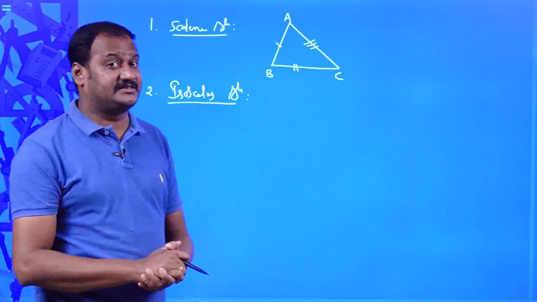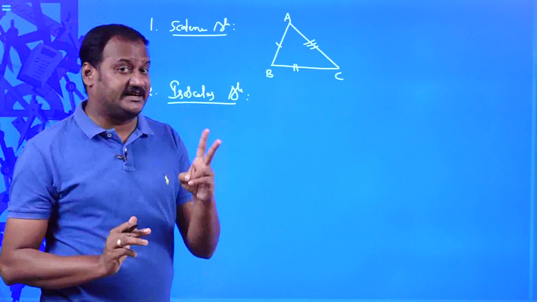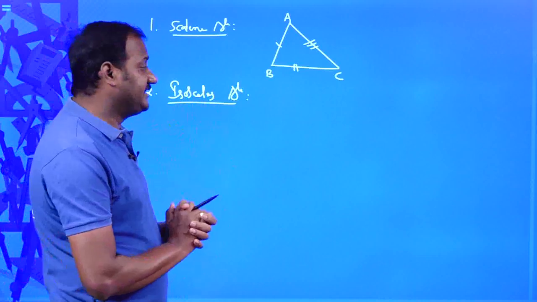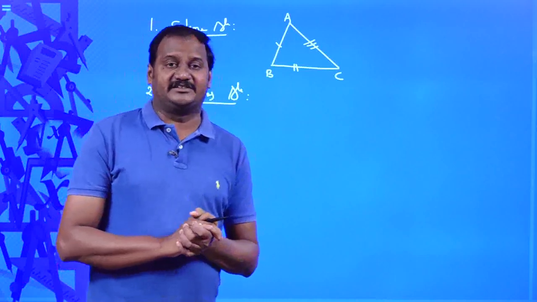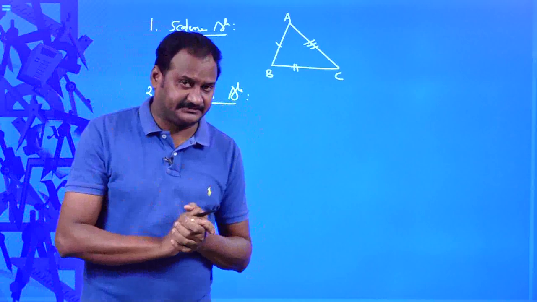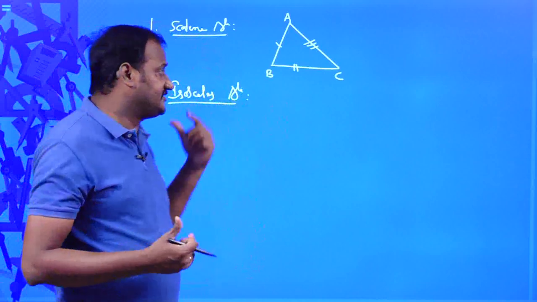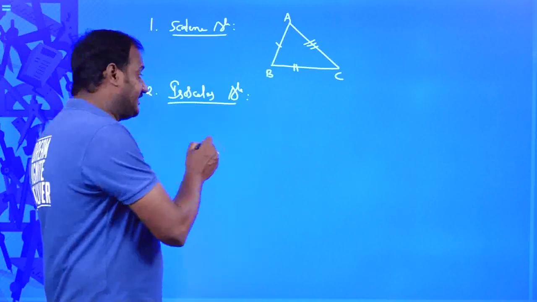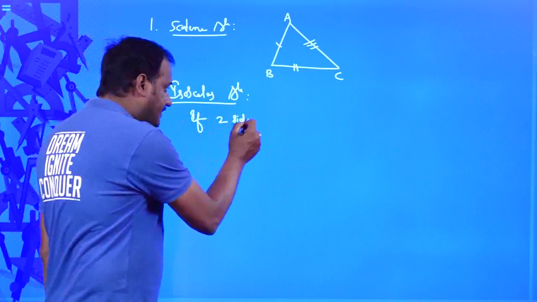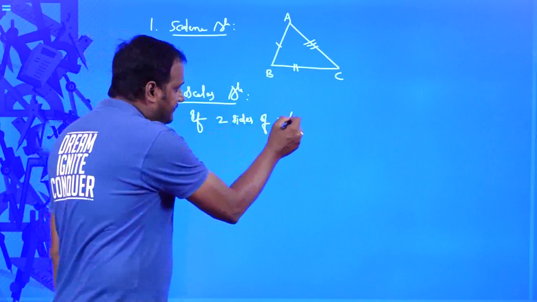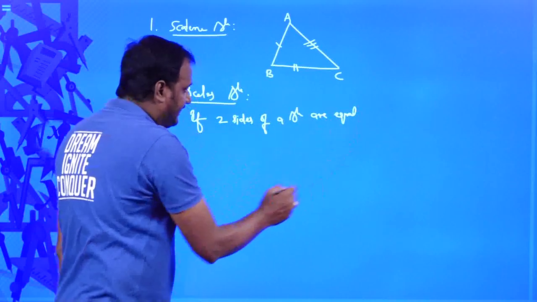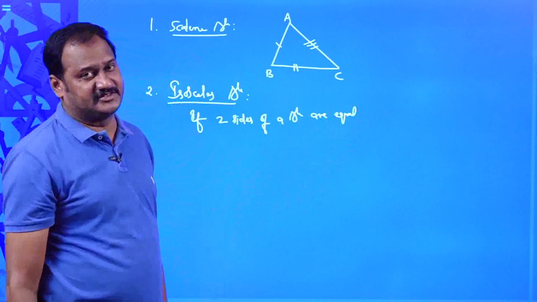Isosceles triangle means if two sides of a triangle are equal, then the triangle is said to be isosceles. Here the definition is very powerful. You need to understand the definition clearly. What is my definition for isosceles triangle? Isosceles triangle means if two sides of a triangle are equal, then the triangle is said to be an isosceles triangle.